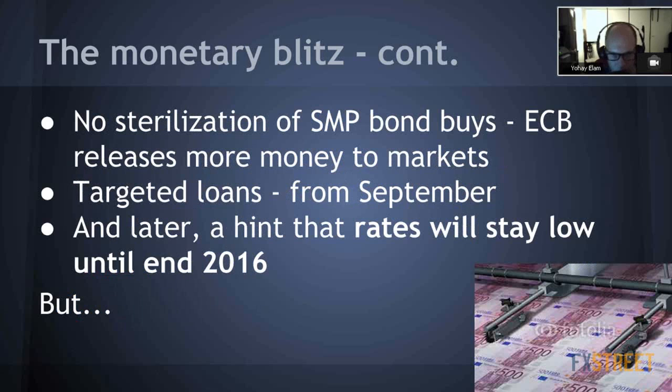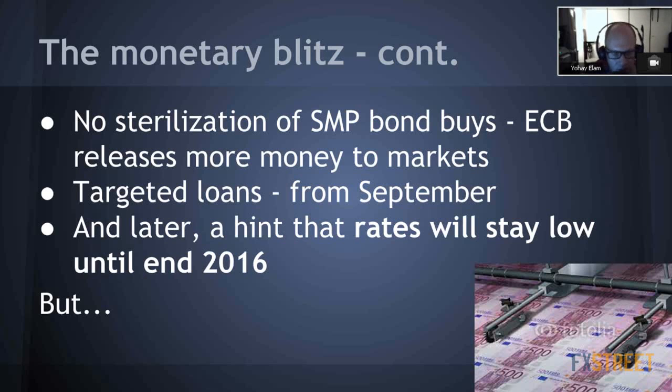What else did the ECB do? Well, it stopped the sterilization of the SMP bond buying. This is a legacy program of the ECB dating back to 2010. It means more money is available to money markets. A more interesting move is targeted loans, what was called in the UK funding for lending. That means banks will get cheap loans only if they lend them to the real economy. This will begin to be implemented in September, some months from now.